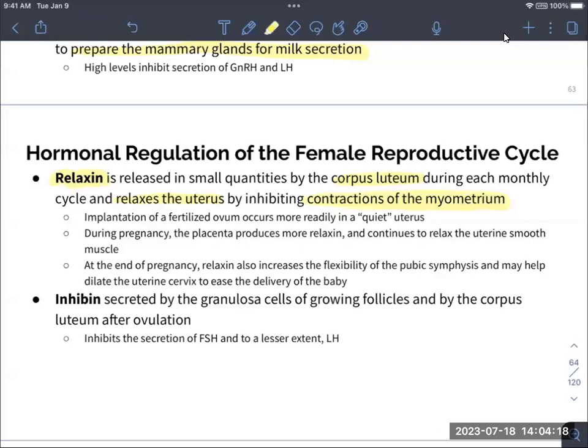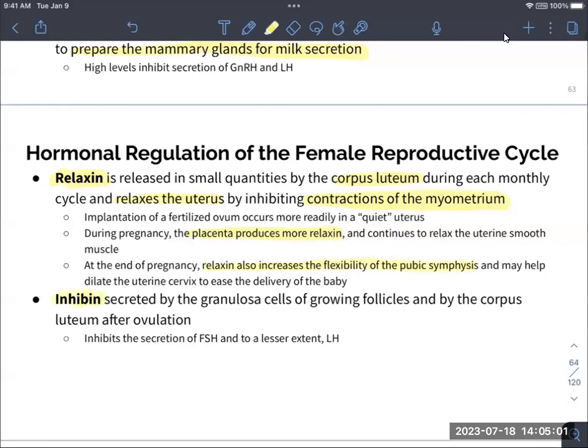Relaxin being produced by that corpus luteum will eventually get that placenta to start releasing more relaxin. And it'll continue to relax that uterine smooth muscle so that it can continue to expand as that fetus develops. At the end of pregnancy, relaxin is going to increase the pubic symphysis flexibility so that fetus can fit through the uterus and out through that vagina, through that delivery canal. Since relaxin is technically secreted into the bloodstream, it works to kind of relax the entire body as well.